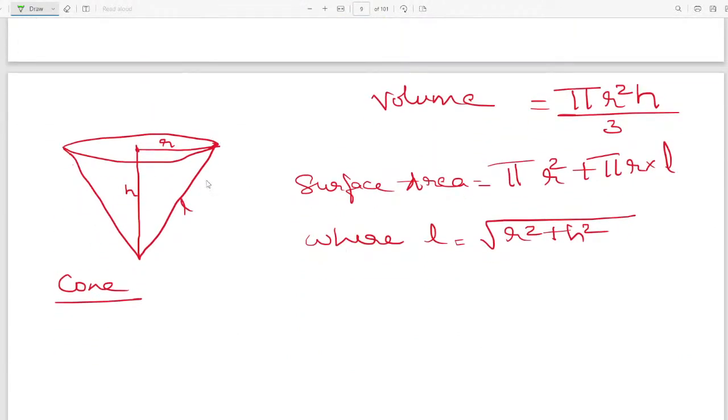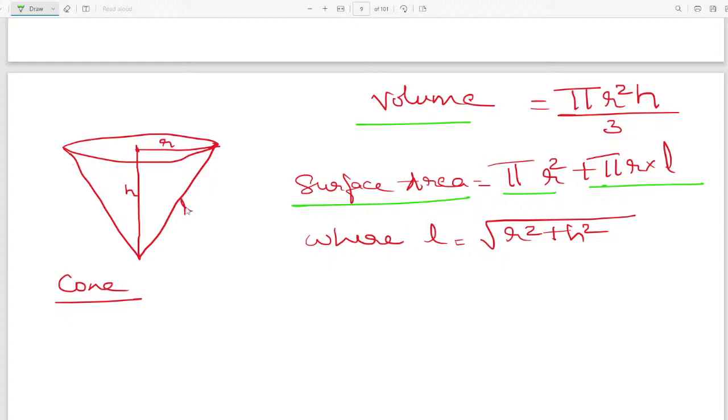What is a cone? A cone is a solid object where the top surface is circular and then we have a V-shaped outer surface here. The volume of the cone is given by, this is r and this is h, and this is slant height L, this length. Volume is equal to pi r square h by 3, or you can say 1 by 3 pi r square h. That is the volume.